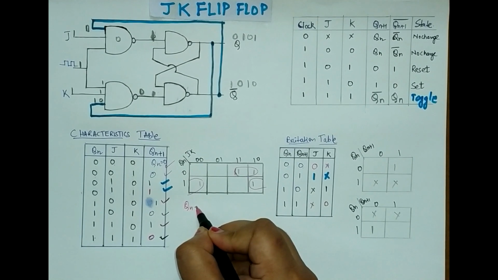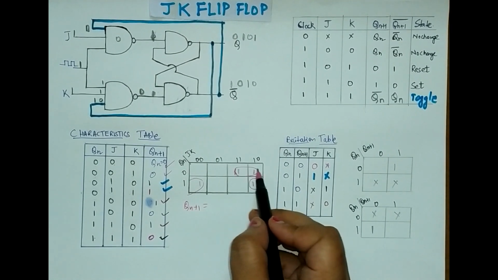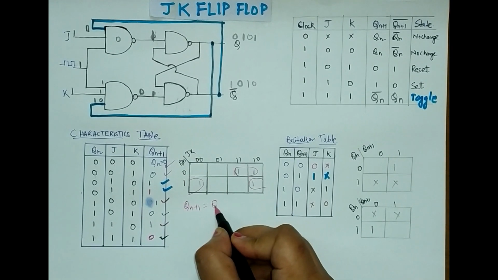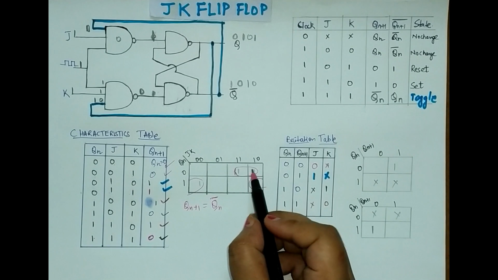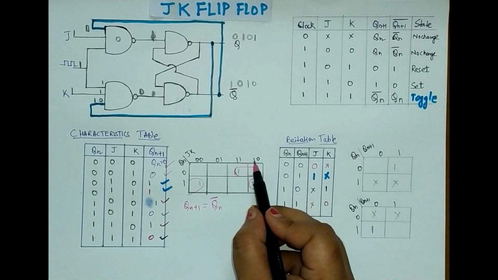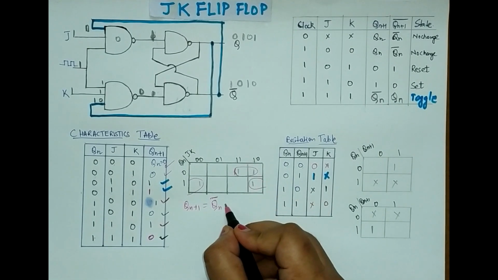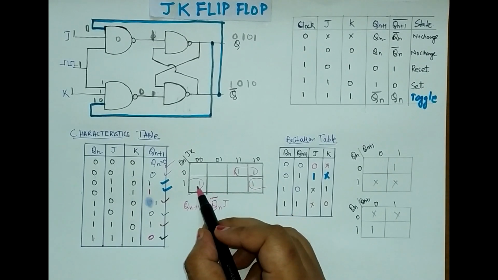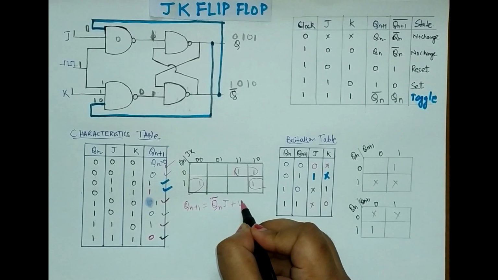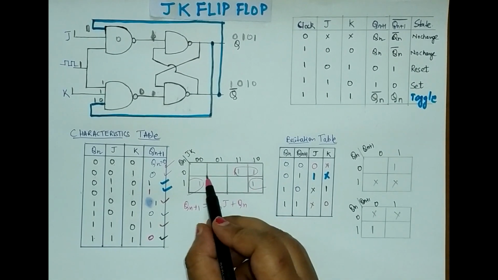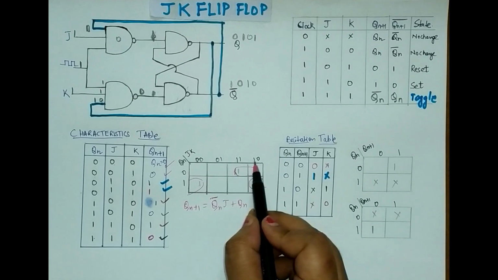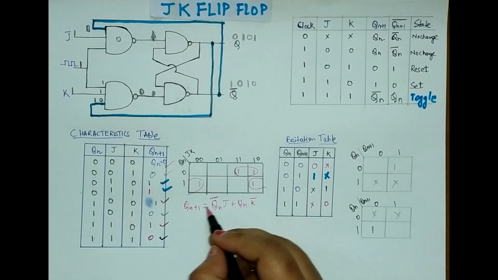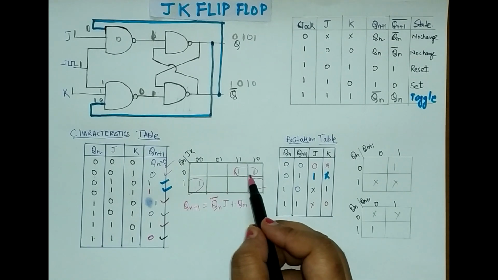So Qn plus 1 will be equal to, from this, the value of Qn is 0 in both the cases, so I will consider it Qn complement. Then what is the value of J? It is 1 1 in both the cases, but the value of K has changed, so it will be J. Then write down the value of these two. The value of Qn is 1, so I will write here Qn. Then the value of J has changed, here it is 0, here it is 1, and the value of K is 0, so it will be K complement. So this is the equation from the characteristics table.